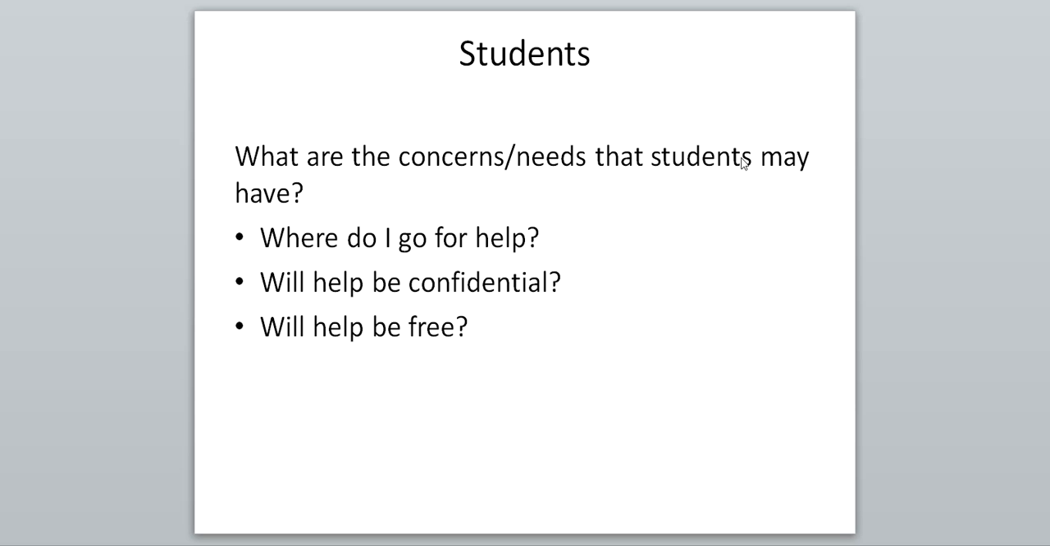So what are the concerns and needs that students may have about physical and mental health care? It helps to jot down what all these different individual actors might need or desire or have concerns about with this general, big, vague problem that we've identified. So students may want to know, where can they go for help? Is that help going to be confidential? Will it be free? So you just list all the concerns that you think students might have. This could come from research, or this can come from just what you've identified on your own.